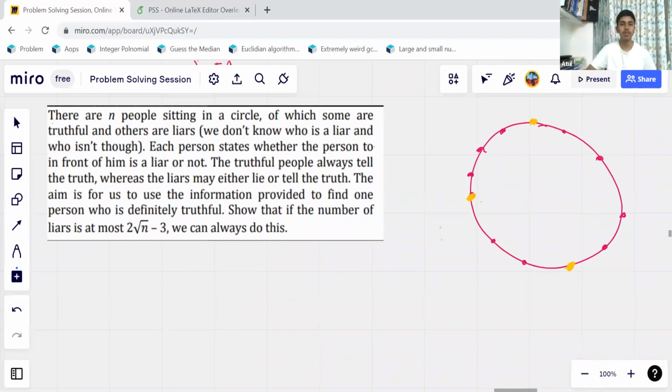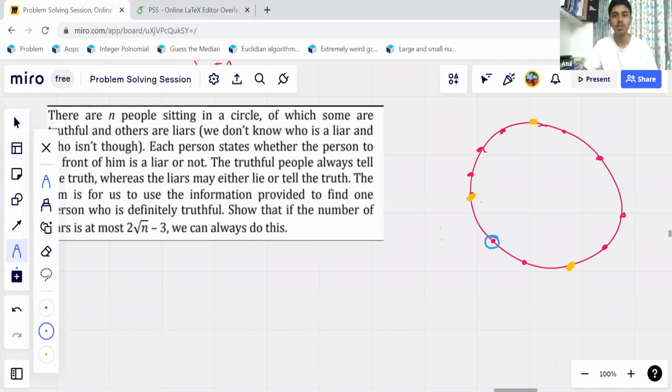If there is a situation where we can't point to someone who's truthful, it means that for every single person you pick, there is some consistent configuration of liars such that this guy is a liar. That made no sense, but if I want to claim that this guy is truthful, then there must be some configuration of yellow, say instead of these three, this and this were yellow, such that this was still a valid configuration. Okay, so what can we say about such things?